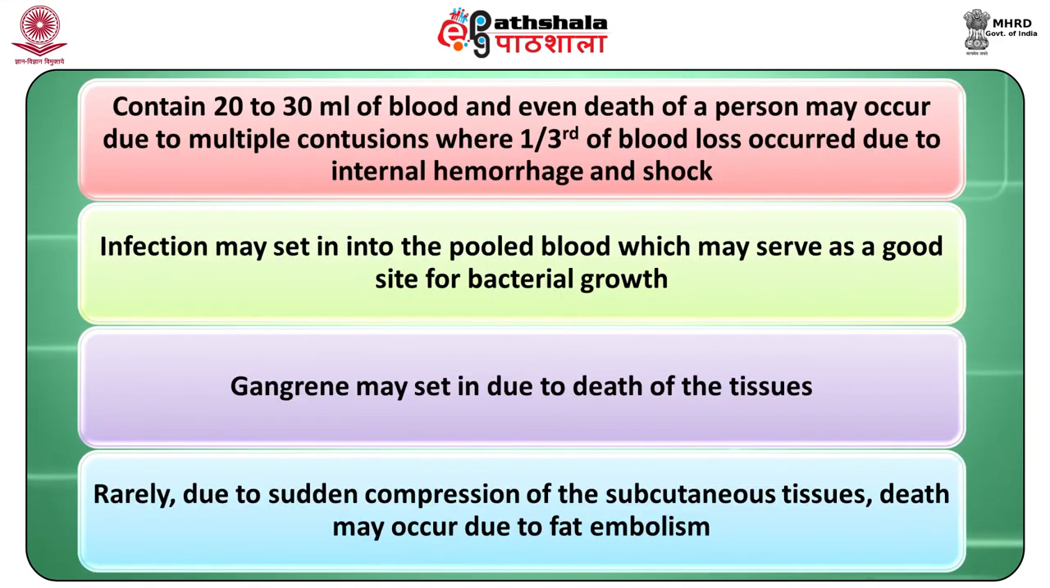A contusion may contain 20 to 30 ml of blood, and even death of a person may occur due to multiple contusions where one-third of the blood loss occurred, due to internal hemorrhage and shock. Infection may set in into the pooled blood, which may serve as a good site for bacterial growth. Gangrene may set in due to death of the tissues. Rarely, due to sudden compression of the subcutaneous tissue, death may occur due to fat embolism.